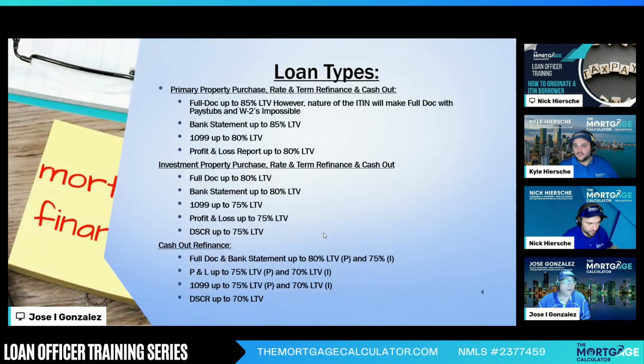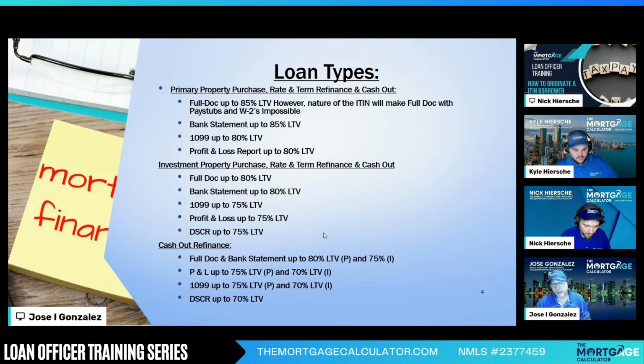So what are the loan types that we're talking about here for the ITIN borrowers? Well, we'll break it down into categories, right? First, let's talk about primary properties. If we're talking about purchases, full doc, you're looking at 85% LTV max for your full doc purchase.